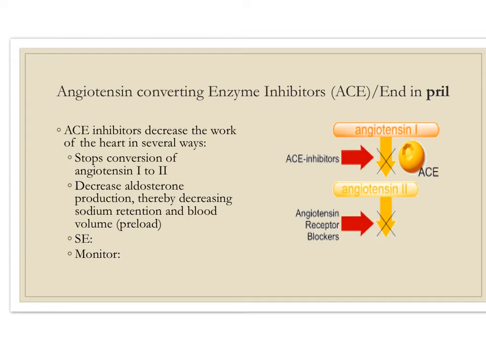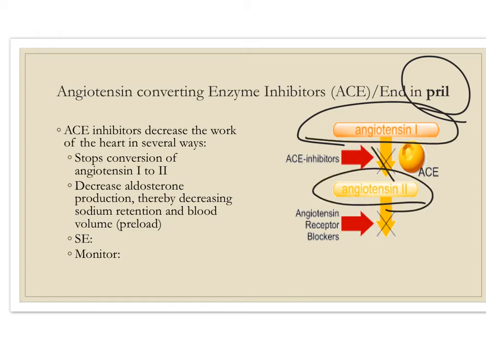Okay, our next drugs, angiotensin-converting enzyme inhibitors, your ACEs. Remember, they end in "-pril." They stop the conversion of angiotensin 1 to angiotensin 2. They don't allow it to happen, okay? And they also decrease aldosterone production, and that leads to decreasing sodium retention.